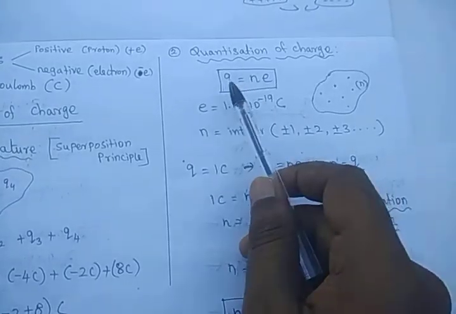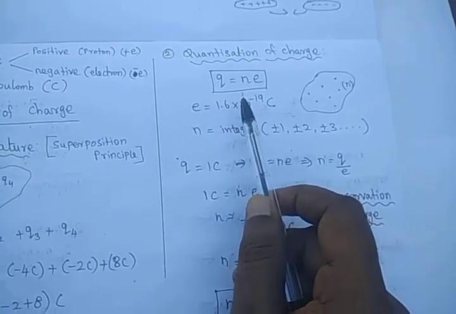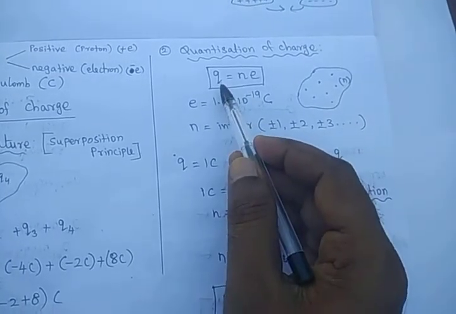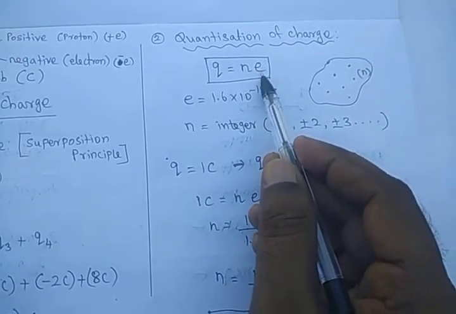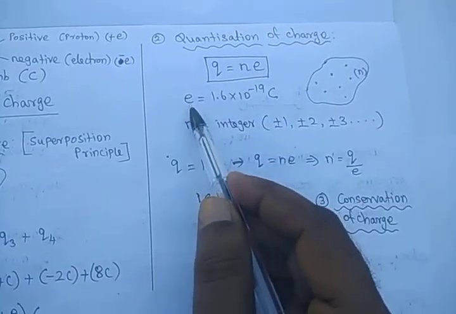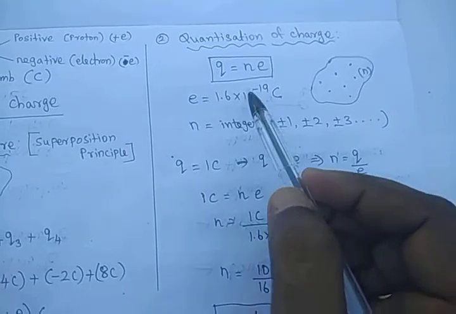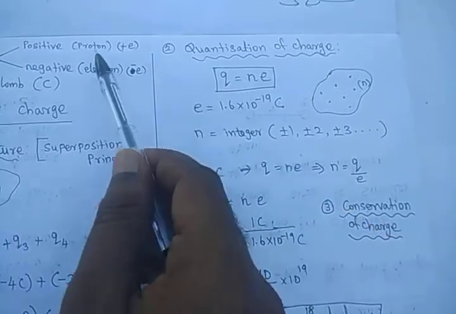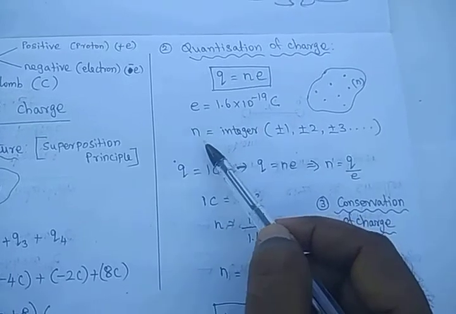The next very important property of the charge is quantization of the charge. Quantization means the charges never occur in decimal, that is, not in fractions. It is denoted by the equation Q is equal to n e, where e is the magnitude of one charge. Magnitude means value. What is the value of one charge? The value is e is equal to 1.6 into 10 power minus 19 coulomb. If it is an electron, it is minus 1.6 into 10 power minus 19 coulomb. If it is a proton, it is plus 1.6 into 10 power minus 19 coulomb. This n indicates an integer.